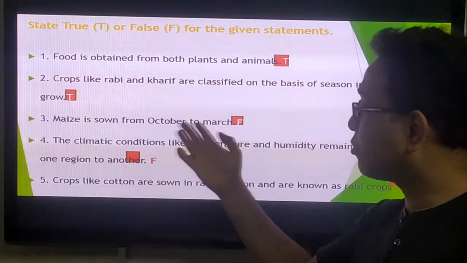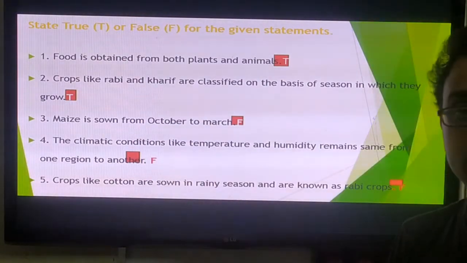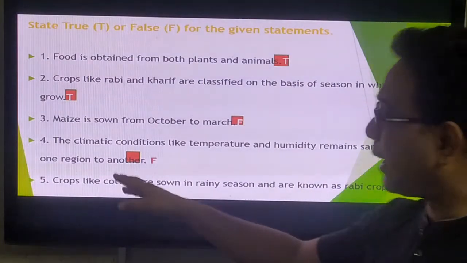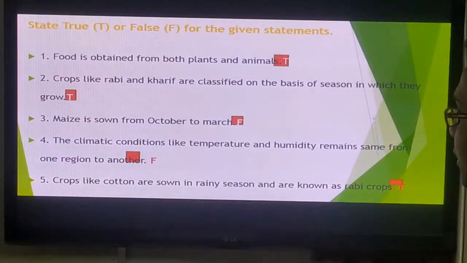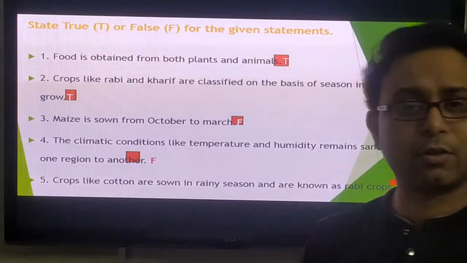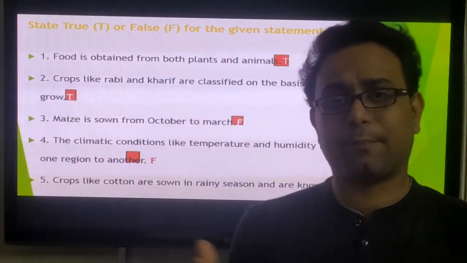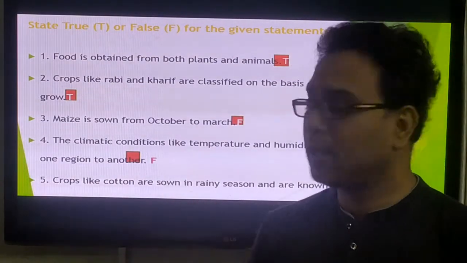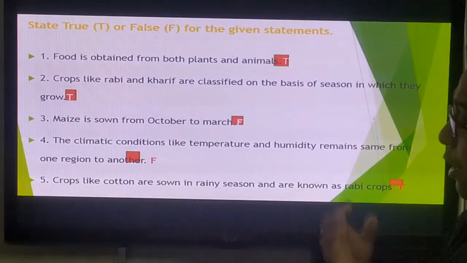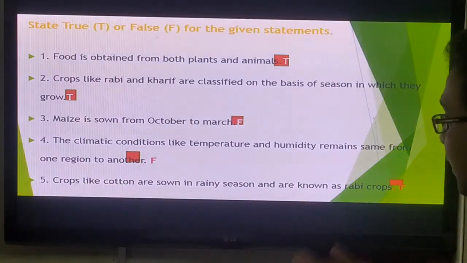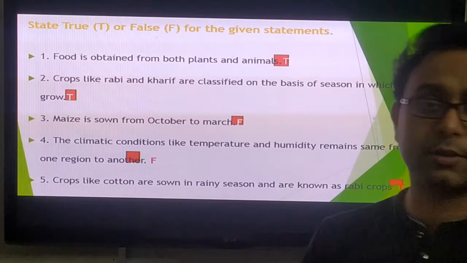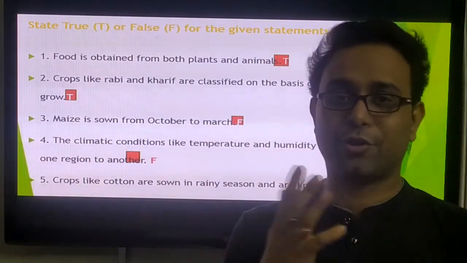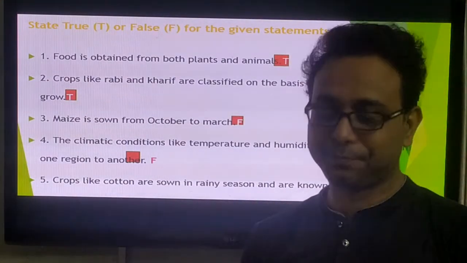Maize is sown from October to March. No, this is false. The climatic conditions like temperature and humidity remain same from one region to another. No, as regions change, the temperature and humidity also change. So F. Crops like cotton are sown in the rainy season and they are also Rabi crops. No, this is not the right option. So the right option is F.